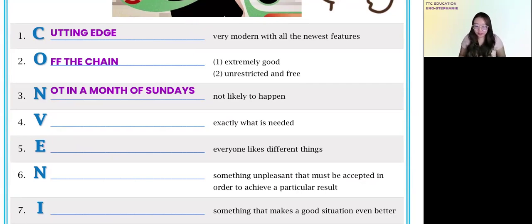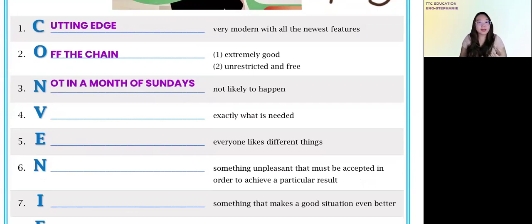Moving on to the fourth one. If you want to talk about something that is exactly what is needed, you can say it's the very thing. Most of the time in front, you will also add the. The very thing means the thing that you exactly needed.